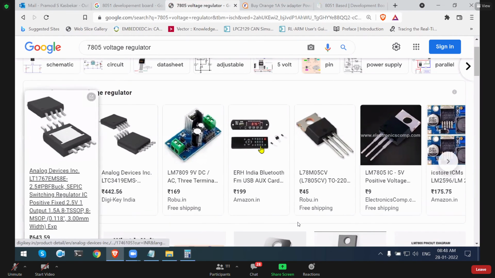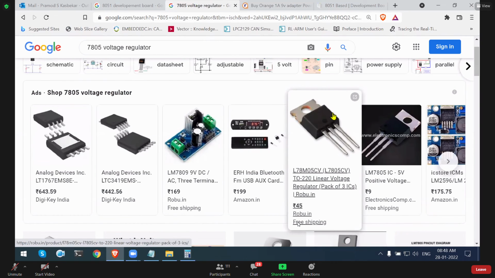This is available in different packages. This is the IC used on our board, 7805. It is called a voltage regulator IC.